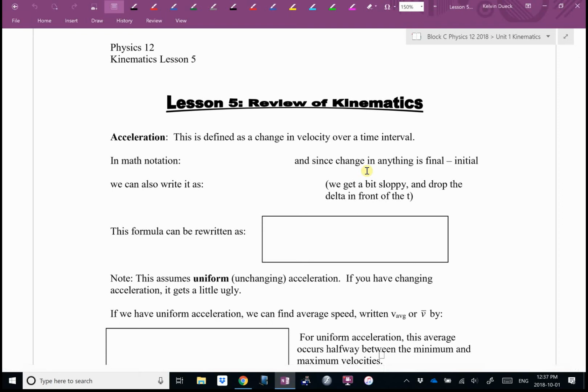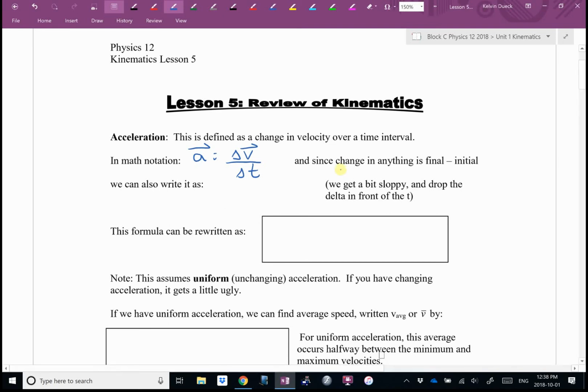Acceleration is defined as a change in velocity over a time interval. In math notation, we use an A for acceleration, and our symbol for change in is a delta, and so it's delta V over delta T. Once we've defined acceleration, everything else kind of pops out of there.